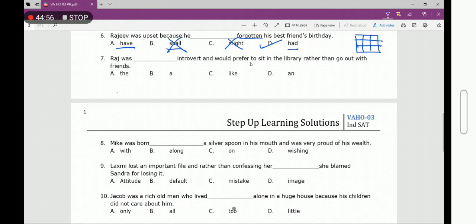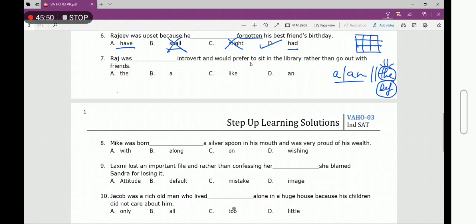Okay, Raj was dash introvert and would prefer to sit in the library rather than go out with friends. The introvert, a introvert, an introvert. Do you guys know the difference between a, an, and the? The is your definite article, when you know the person you are talking about. For example, the boy going on the road is my friend. I know who the boy is, so it's specific. Or you say the Pacific, the Himalayas. Things like that are established, you know what that thing is.